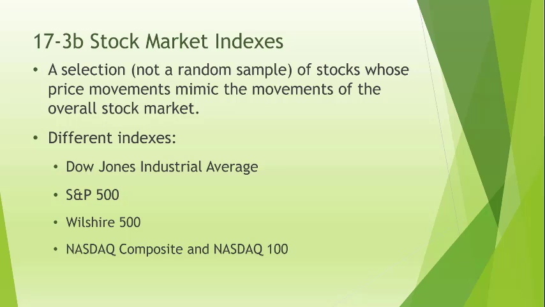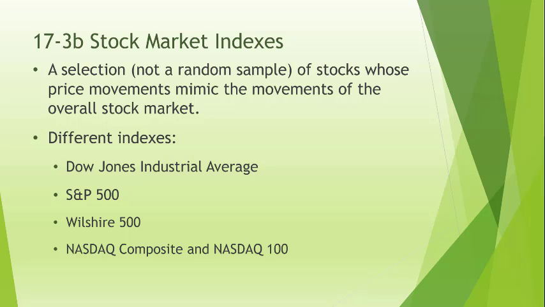Now, these are usually big companies. So if we look at the Dow Jones Industrial Average, it consists of the 30 biggest industrial companies, and that goes into the Dow Jones Industrial Average. We have a wider measure of the market itself, which is S&P, Standard & Poor's 500. And then there's the Wilshire 5000. There's a zero missing there.